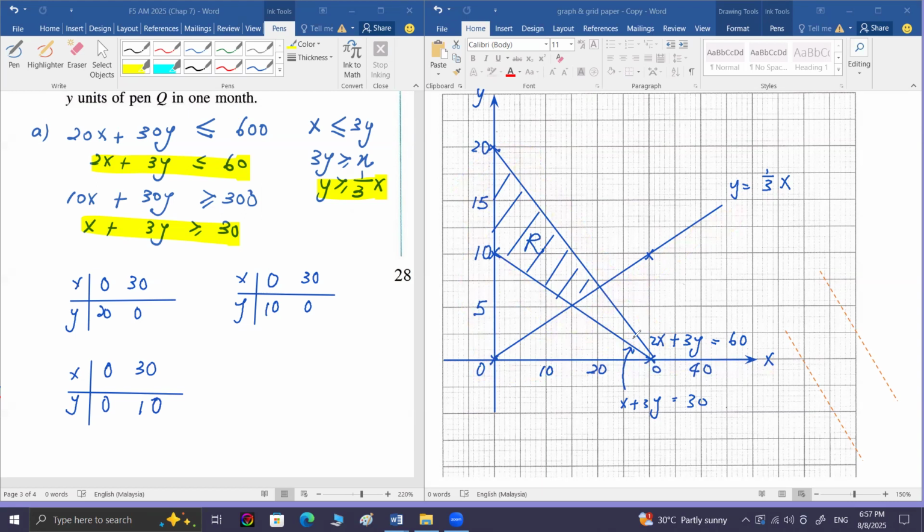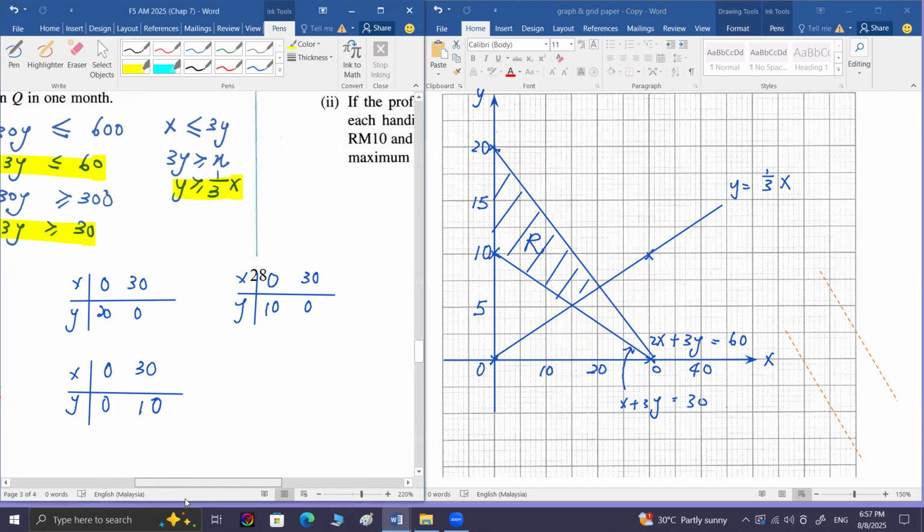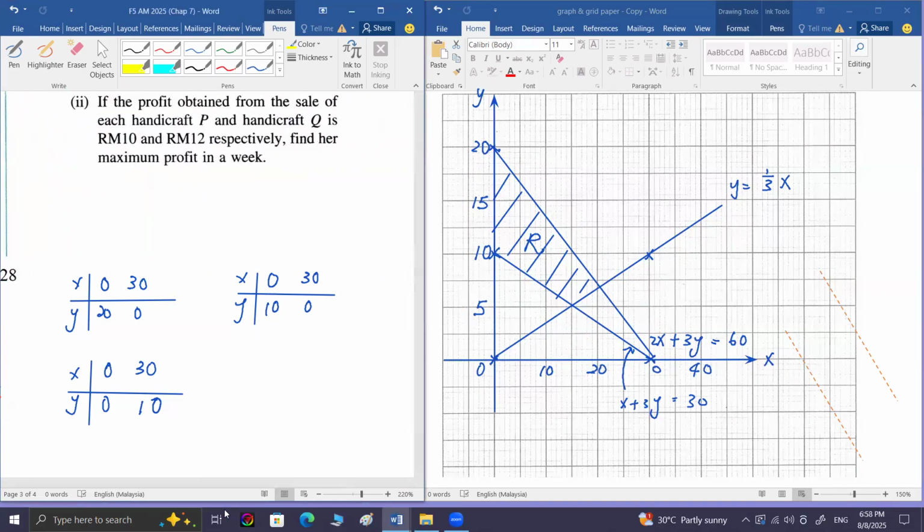Okay, next. Look at C. Okay, now look at C. So I need some space here, class. I delete this one because we have drawn the line.